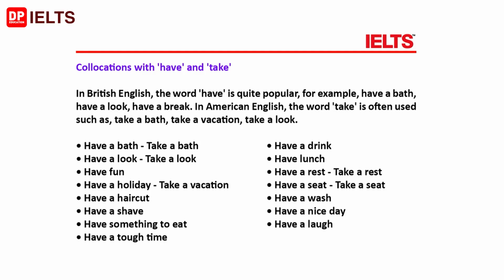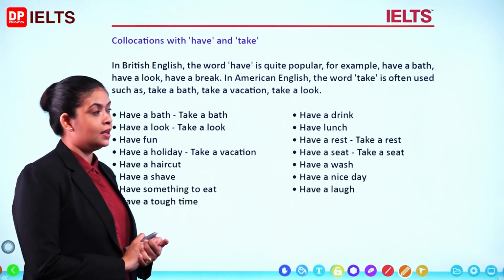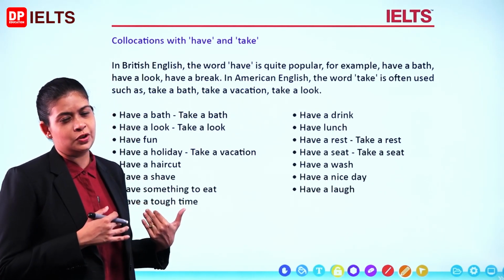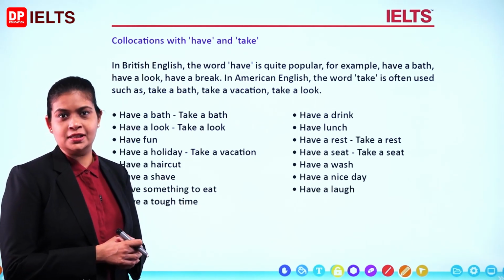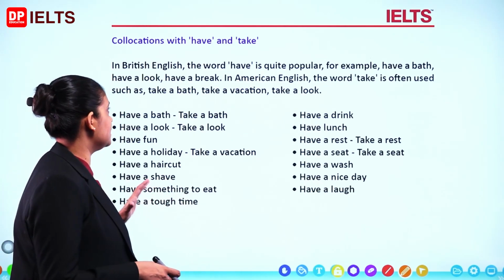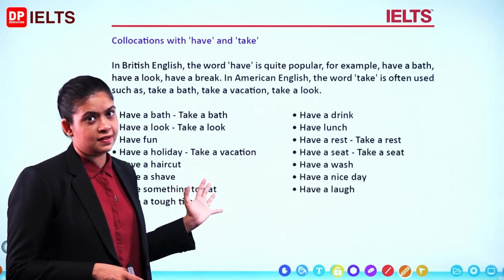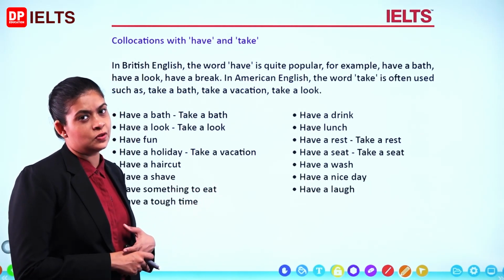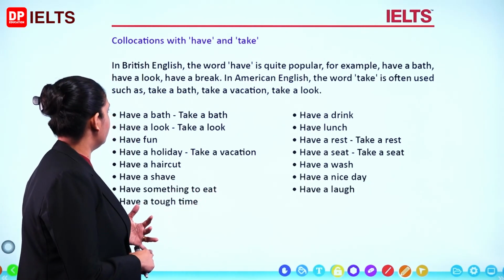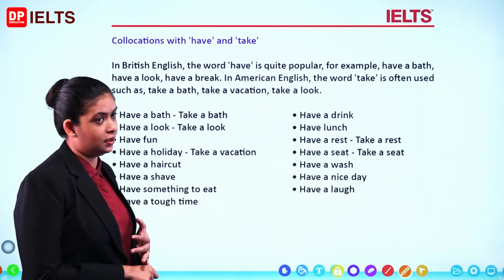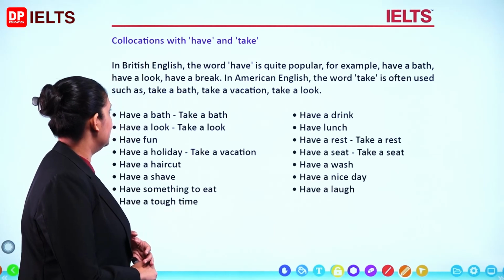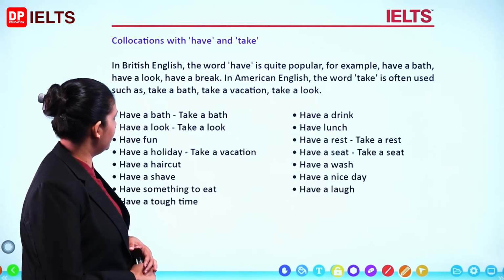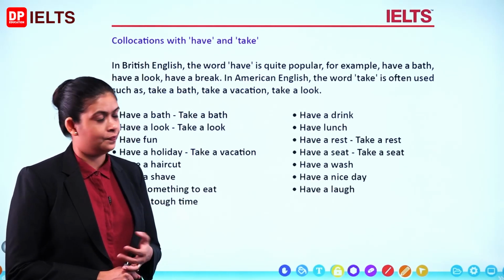So moving on. Collocations with have and take. Now there are some collocations that we use have and there are some collocations that we use take. Right. But the rule actually is that usually British words are popularly used with have. Have a bath, have a look, have a break. And in American English, we say take, right? Take a bath, take a vacation, take a look.